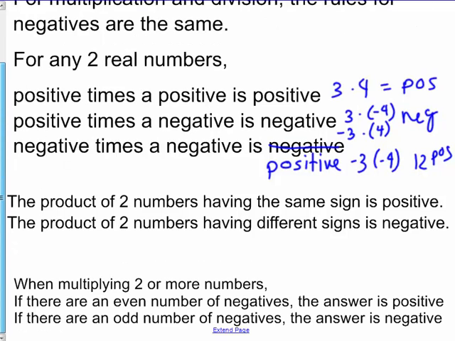Some other ways to look at it. The product of two numbers having the same sign: if I look above, 3 and 4 are both positives, the answer is positive. Negative 3, negative 4, same sign, the answer is positive. If they have different signs, it's negative. And when I'm multiplying 2 or more numbers, if there's an even number of negatives, the answer is positive. If there's an odd number of negatives, the answer is negative. So if I'm multiplying a negative times a negative times a negative times a negative times a negative, I simply have to look at how many negatives I have. I have 1, 2, 3, 4, 5 negatives. That means the answer is negative.